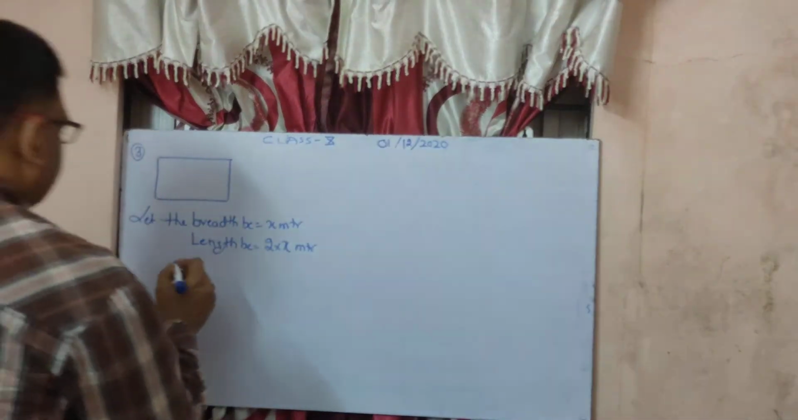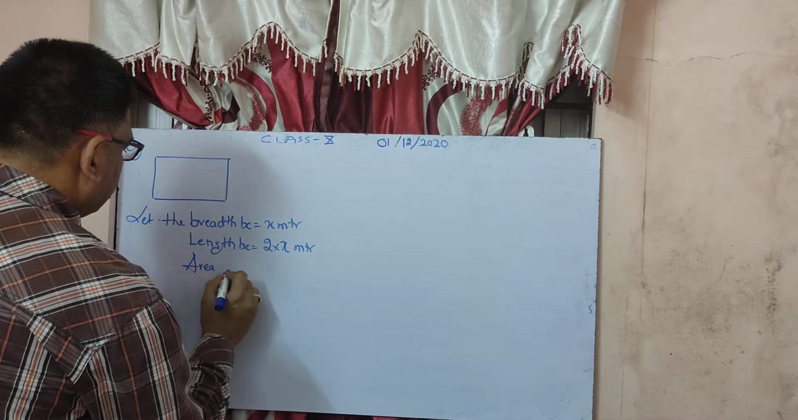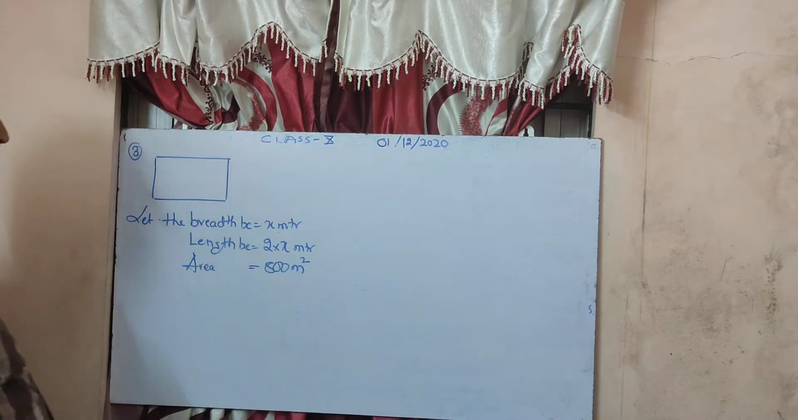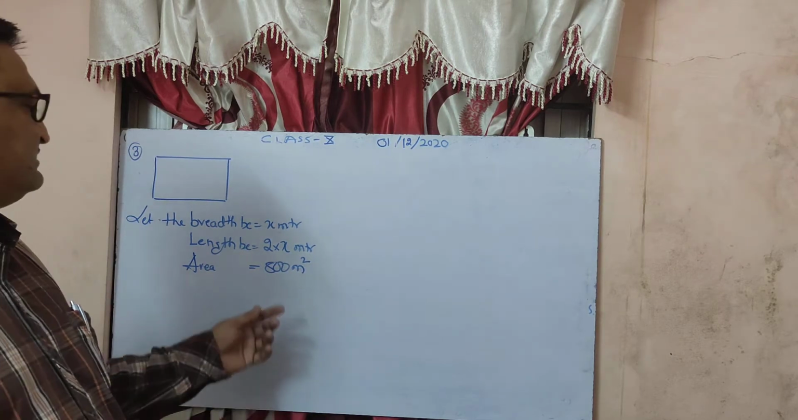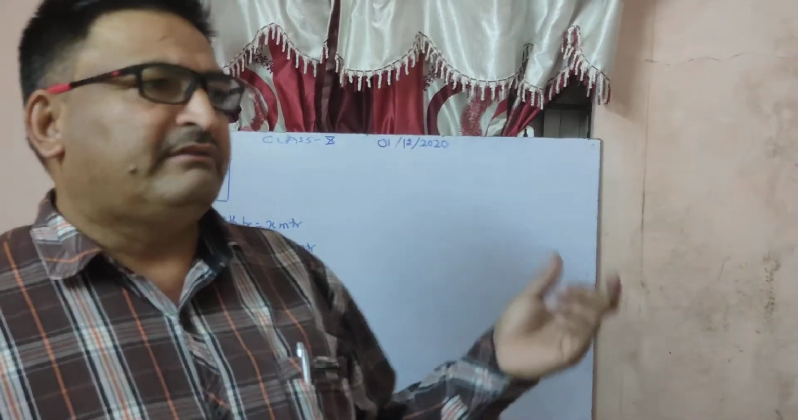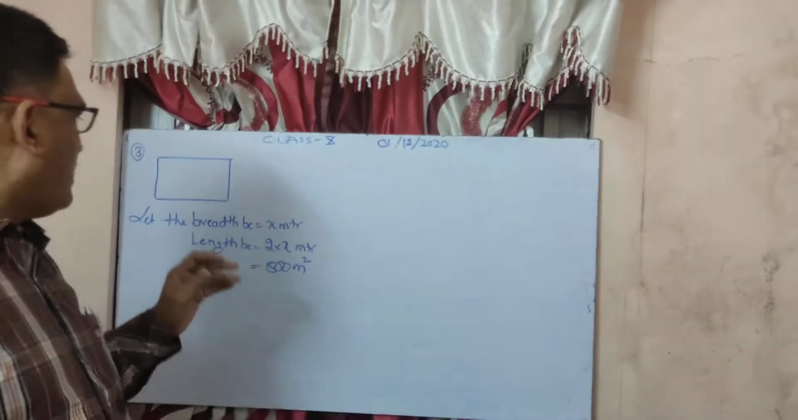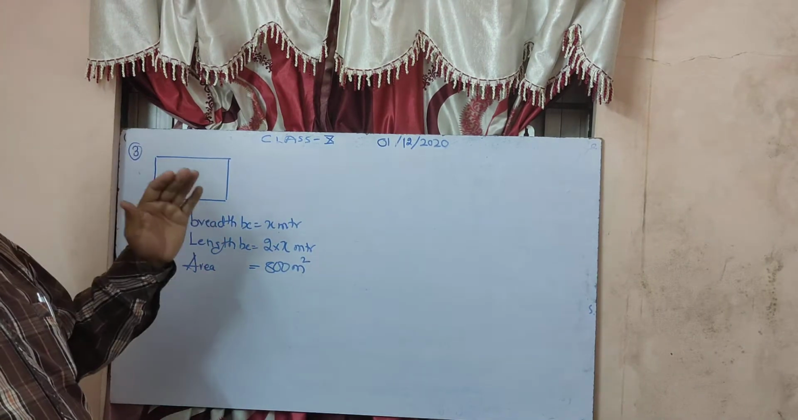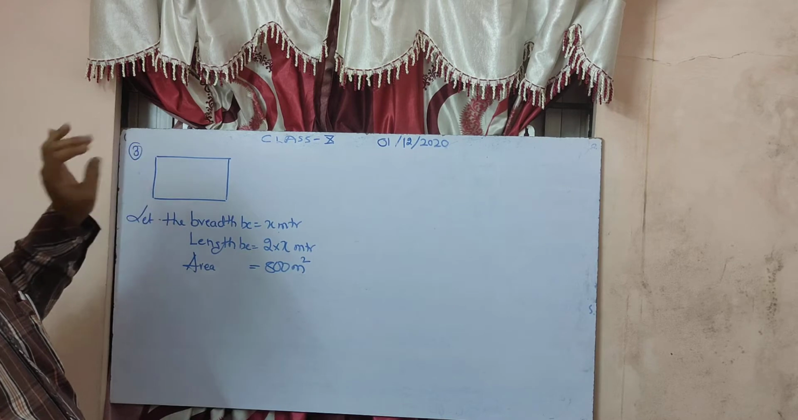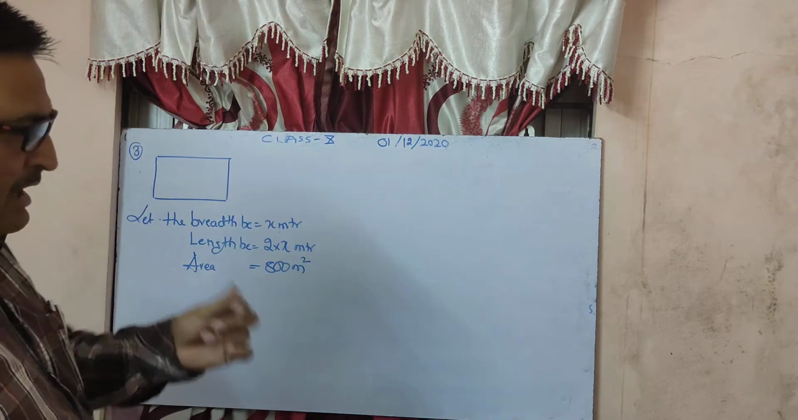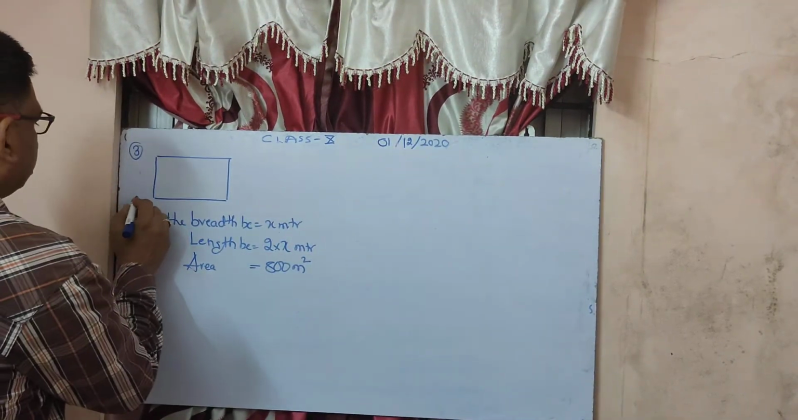What is given? Area is given. Area is equal to 800 meters square. And always remember, the area will always be in square units. If it is centimeter, it is centimeter square. If it is meter, it will be meter square. Always remember this aspect. Now these things have been given, so you have to find the length and breadth of the given quadrilateral, that is, the rectangle.